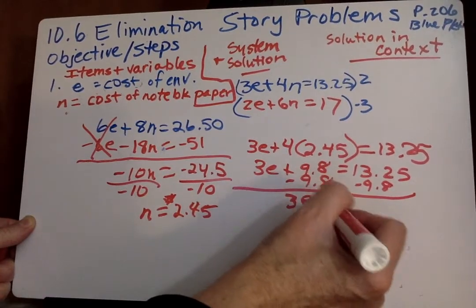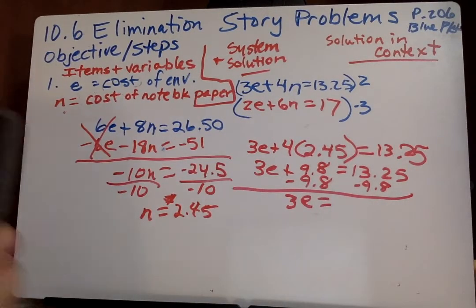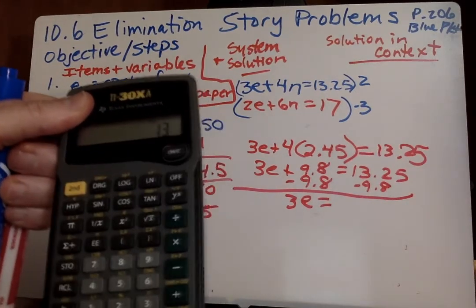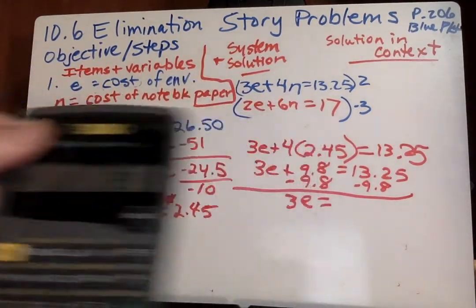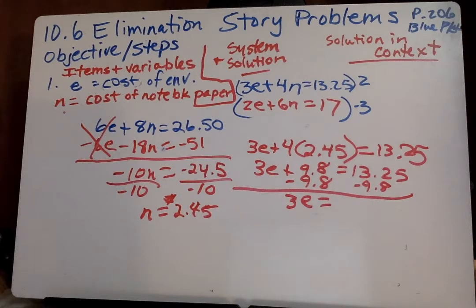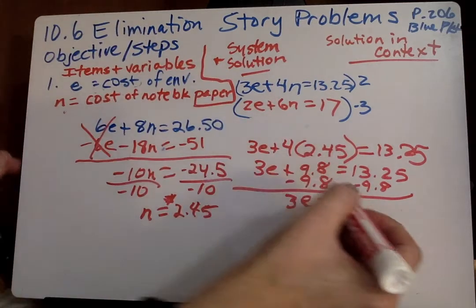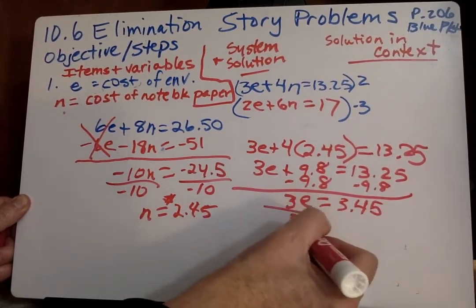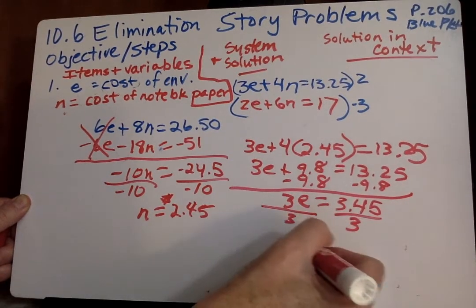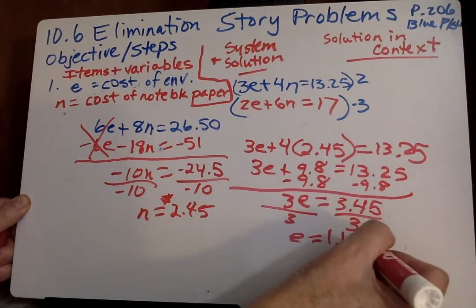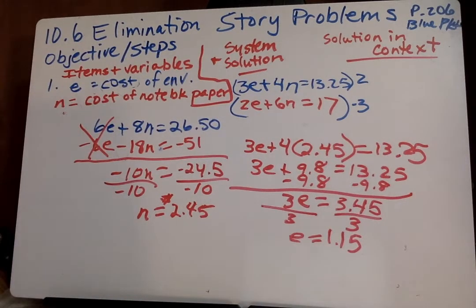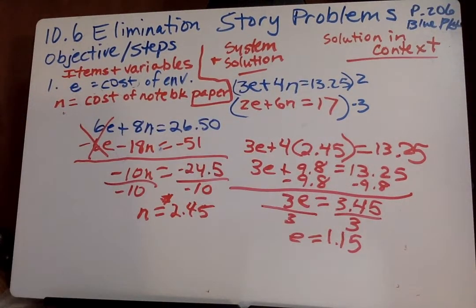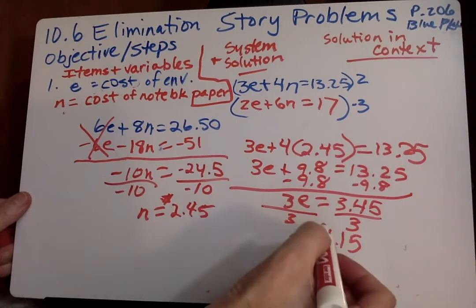So 3E equals, make that a negative. Combine those two, and you get 3.45. Now we're going to divide by the number in front of E. So take this, divide by 3, 1.15. I was right. Okay. All right, so we have N is this, E is this.